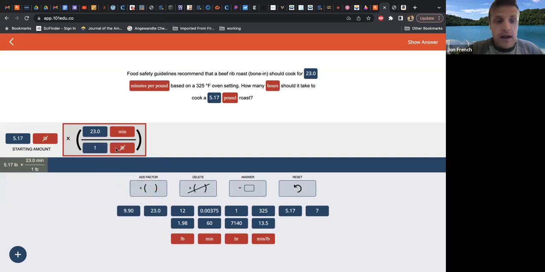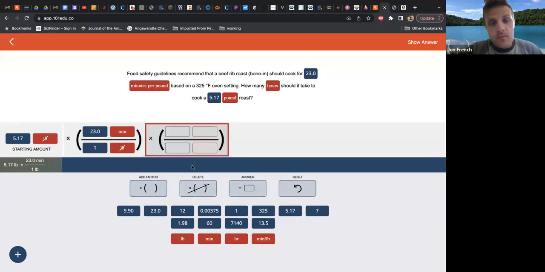Right, for every 1 pound of that material, I need to cook this for 23 minutes. And as you saw, as I drag this pound in, those units automatically canceled out. So now I'm going to have minutes as my units. I want to get rid of minutes, and I want to convert that into hours. So how do I do that?